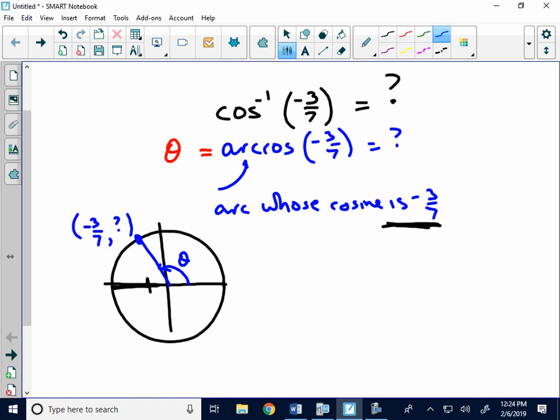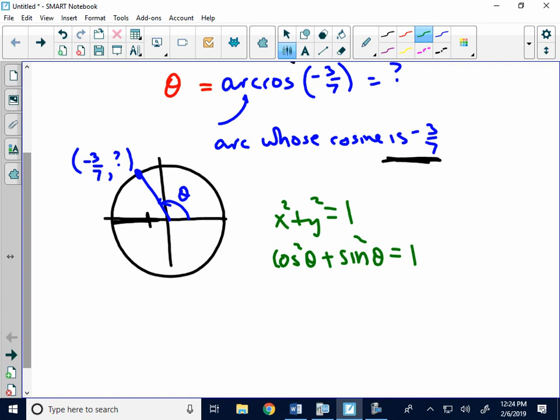I do know, however, interesting, I do know that x squared plus y squared is 1, or cosine squared plus sine squared is 1, right? That's our basic Pythagorean identity. And I do know that the cosine is negative 3/7. Negative 3/7 squared plus sine squared is 1. So sine squared theta is 1 minus, what's that, 9/49?